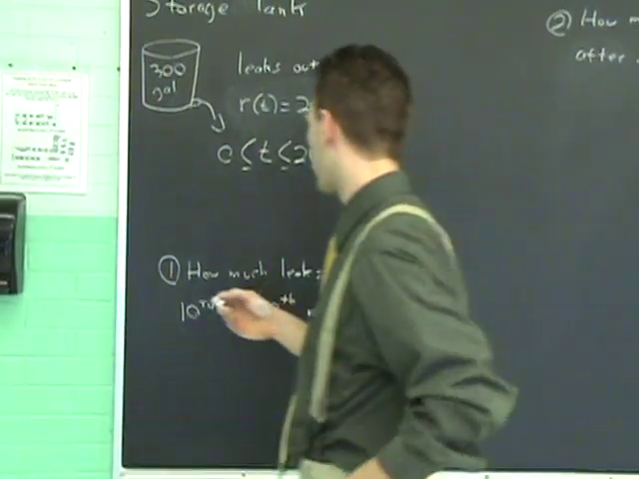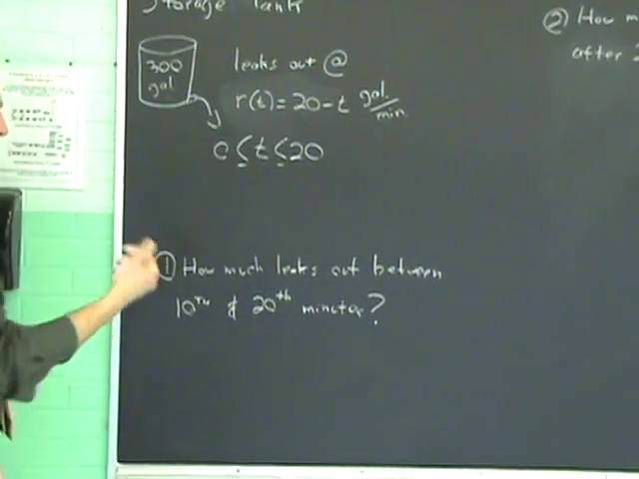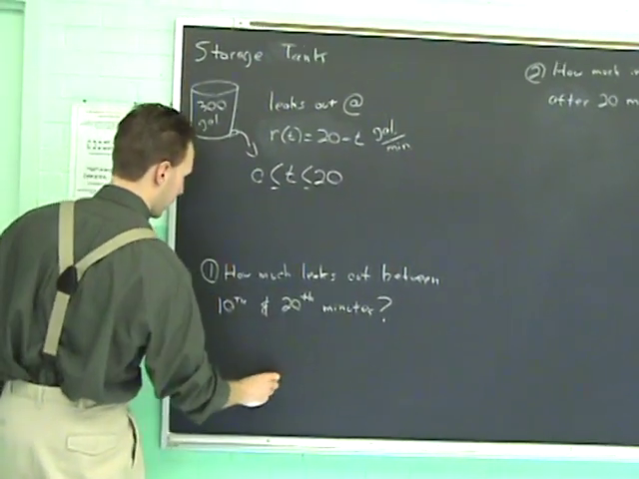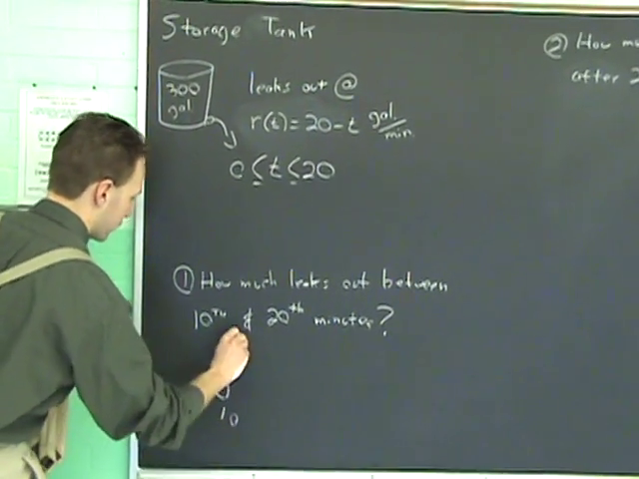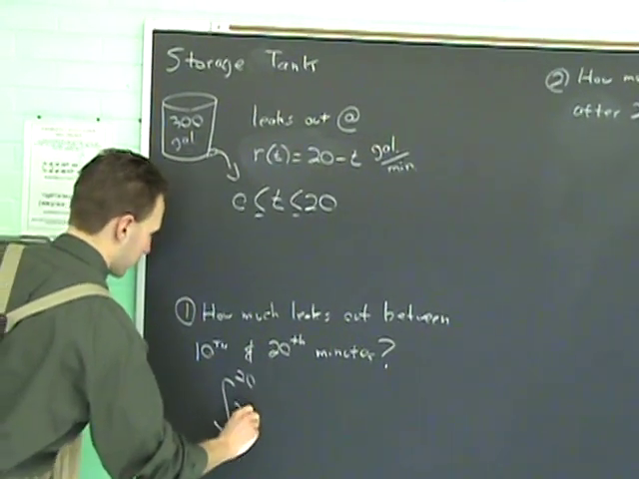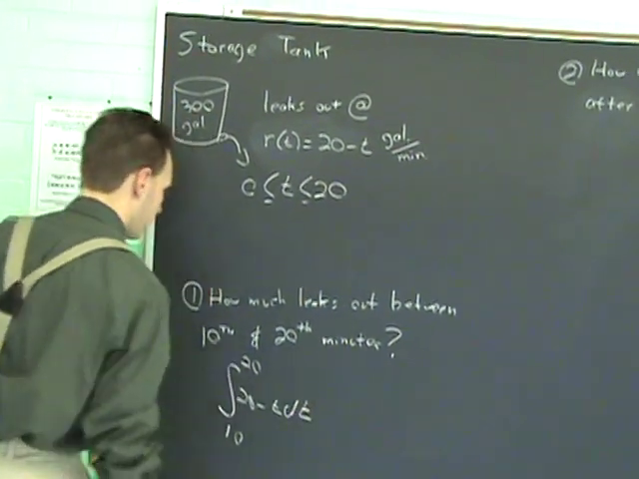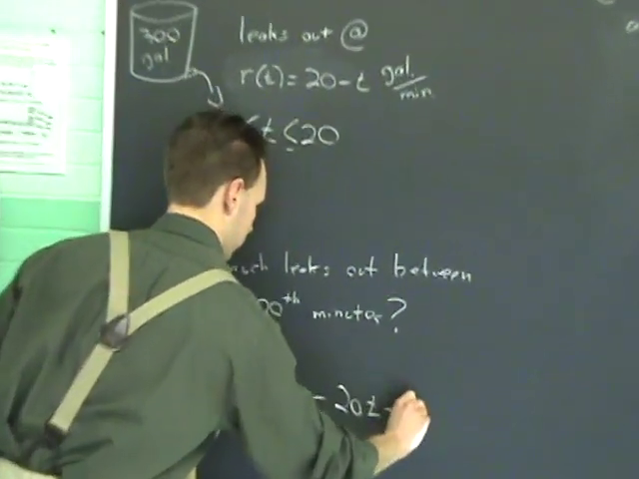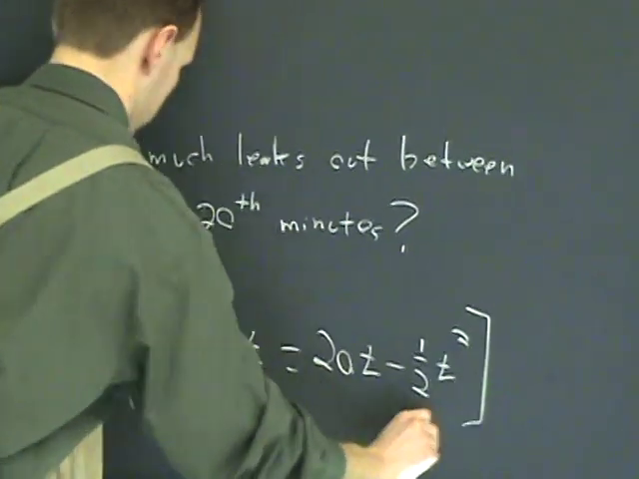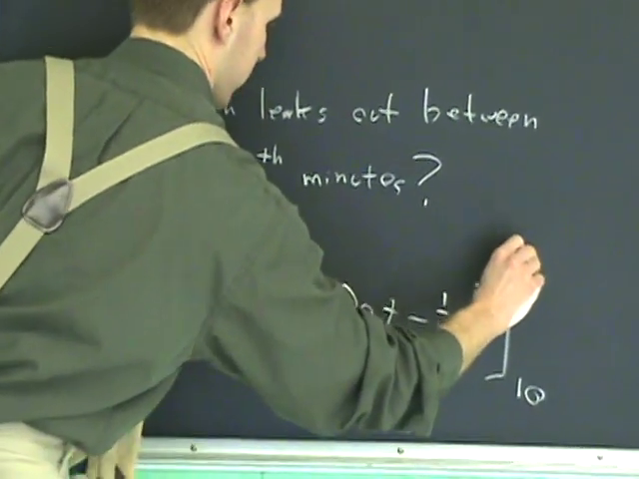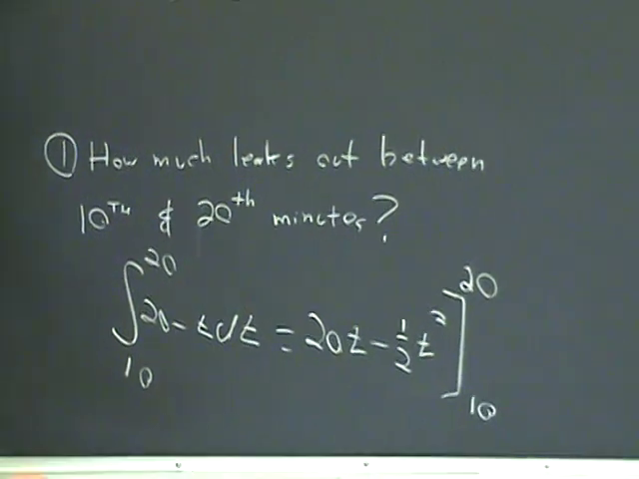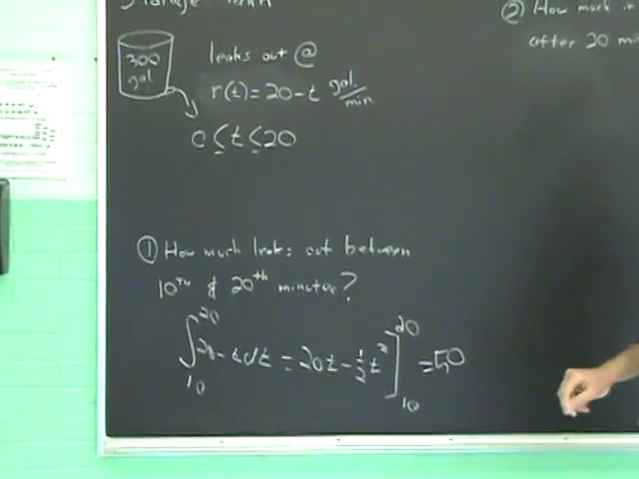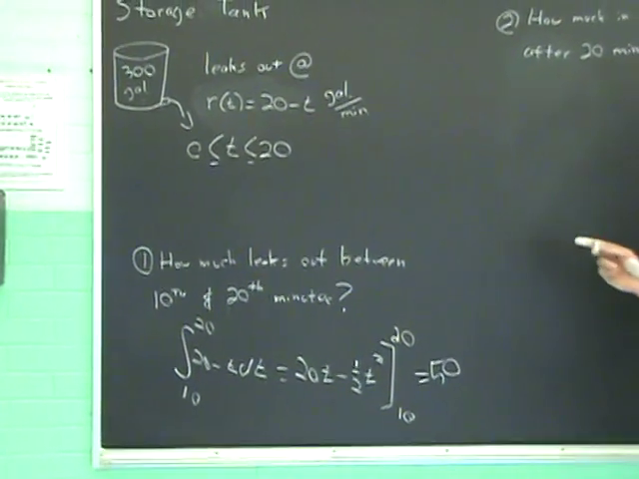Well, that's easy. All you have to do is, you know that what you get when you integrate a rate of change is the total amount that changed. So how much water leaked out would just be the integral from 10 to 20 of 20 minus t dt. And you can carry that out. You get 20t minus 1/2 t squared. And when you evaluate that from 10 to 20, what you'll wind up getting, if memory serves, is a total of 50 gallons leaked out between the 10th and the 20th minutes.